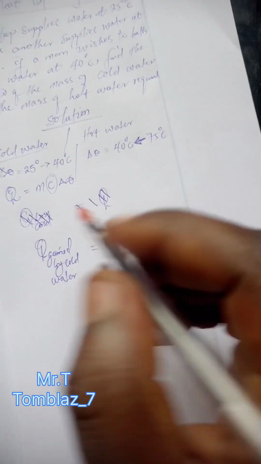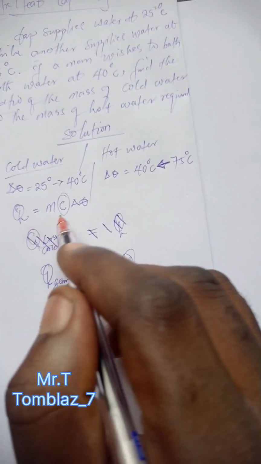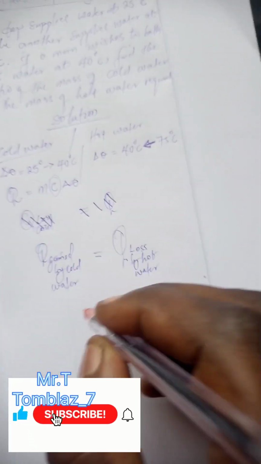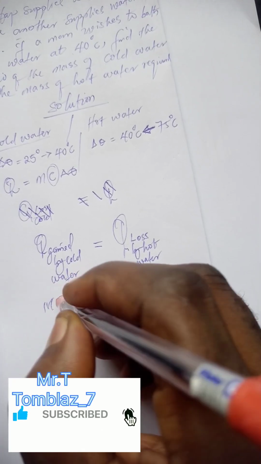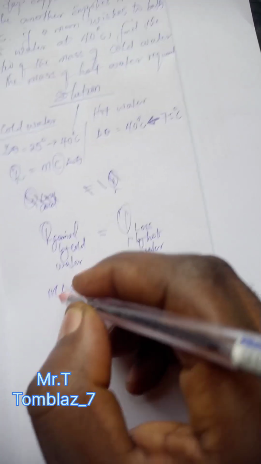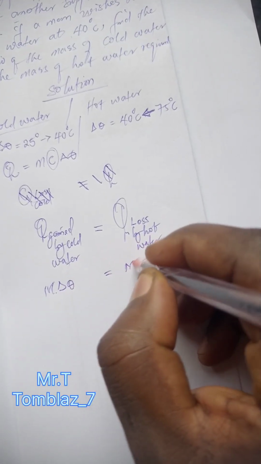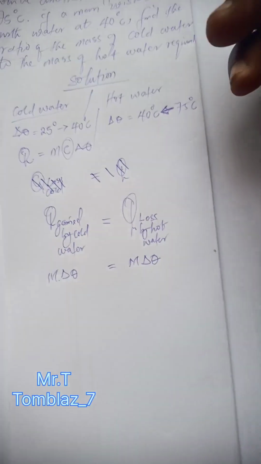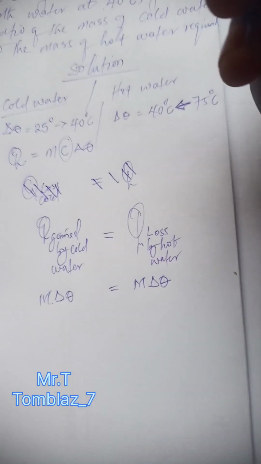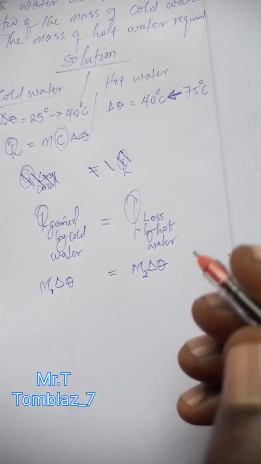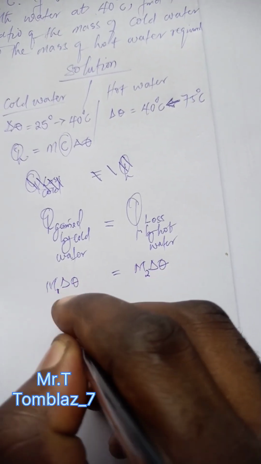Alright, so if that's that, we should also recall that for this formula, specific heat capacity is not given in the question, so we can ignore it, right? So for heat gained by cold water, we'll now have M change in theta, and this one too will have M change in theta. So the mass here is what we are going to be looking for. If we call this one M1 and this one M2, then we can now have M1.